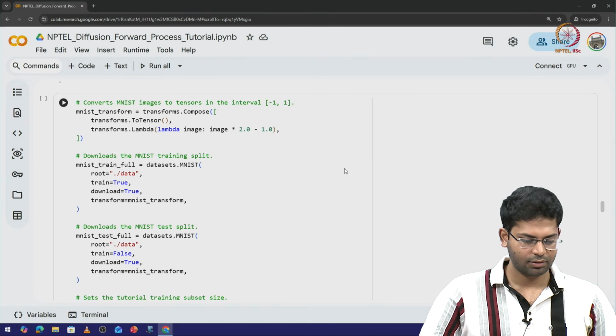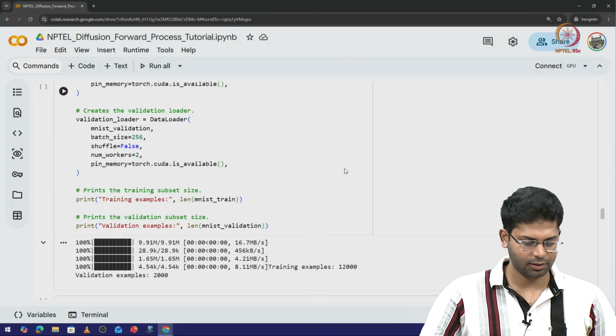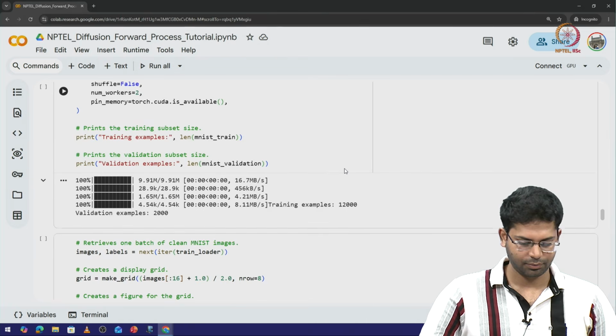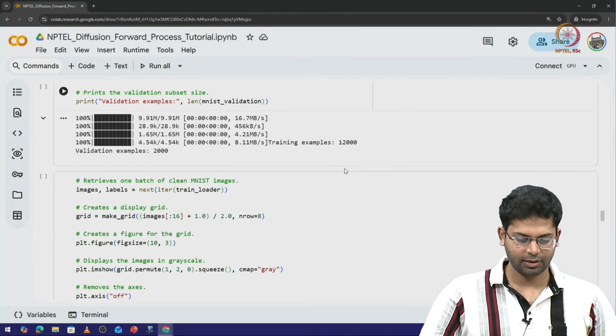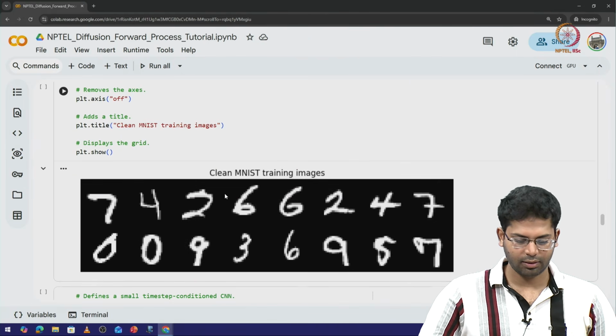Okay. So, you define the transforms and train-test splits, and you obtain the train and test data for your neural network training. Training examples are 12,000 and validation examples are 2,000. And here is a set of clean MNIST training images which we use to create the data set.